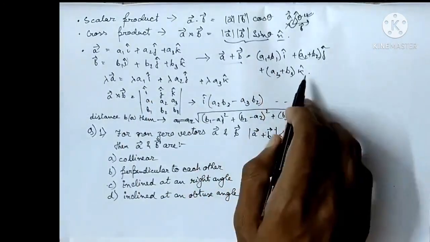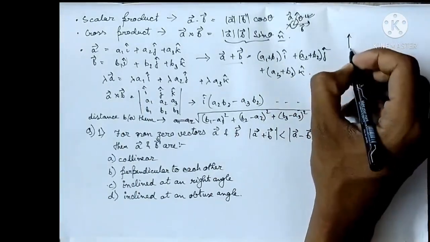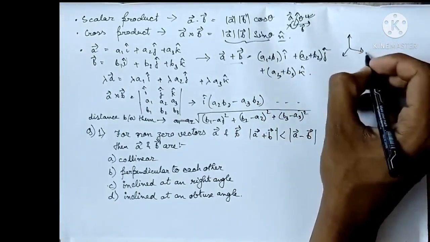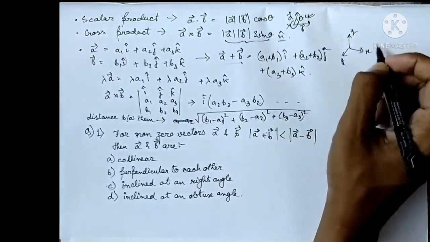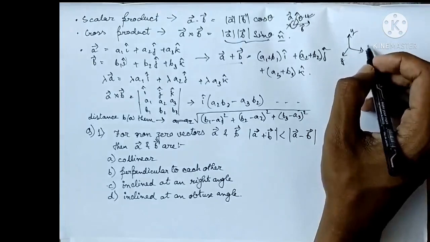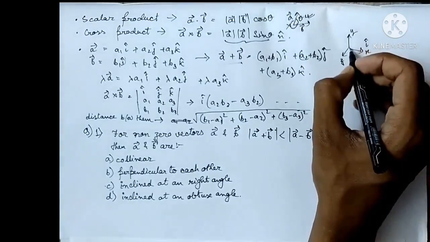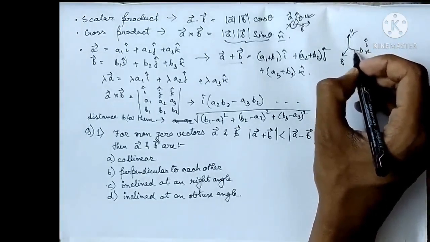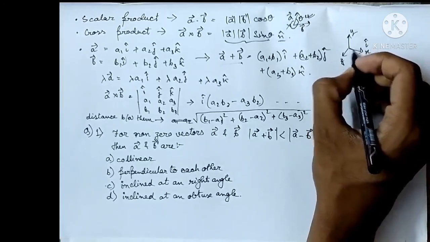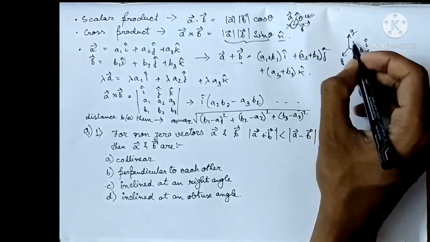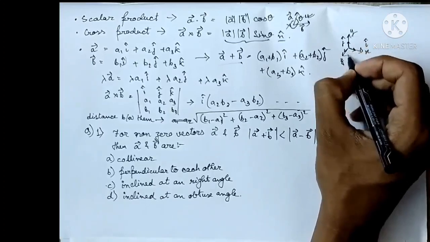What do this i cap, j cap, k cap mean? They mean the directions, as we know. Suppose this is the x axis, this is the y axis, this is the z axis. So the x axis gives us the i cap direction. i cap is a unit vector along the x axis, j cap is a unit vector along the y axis, and k cap is a unit vector along the z axis.